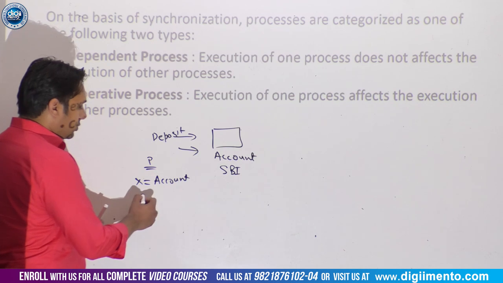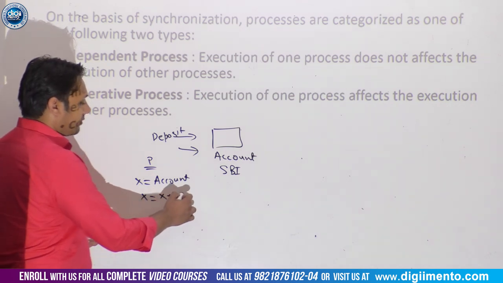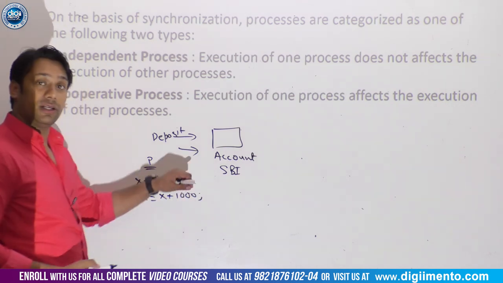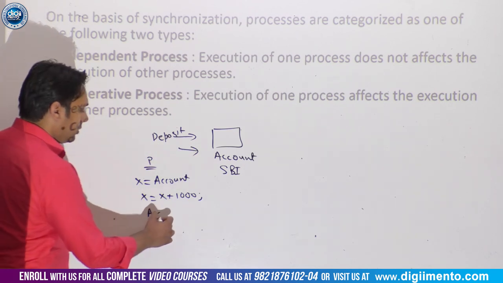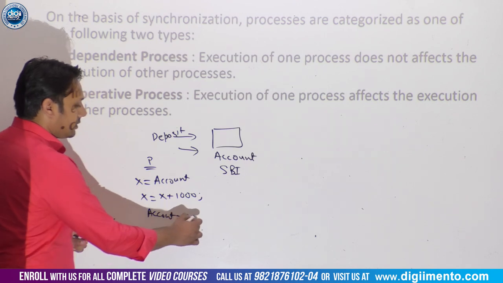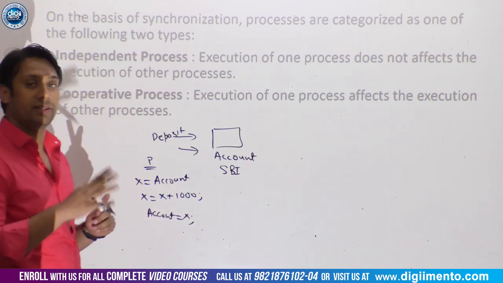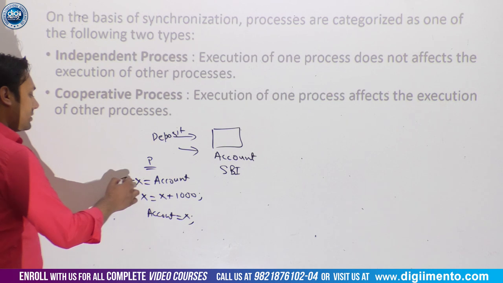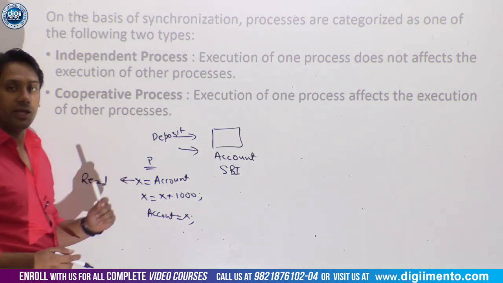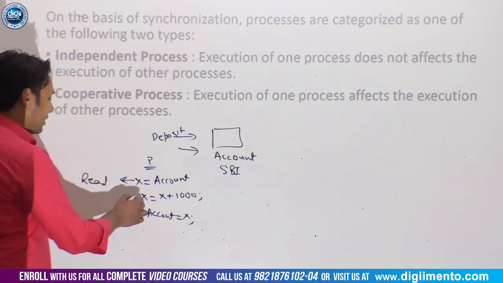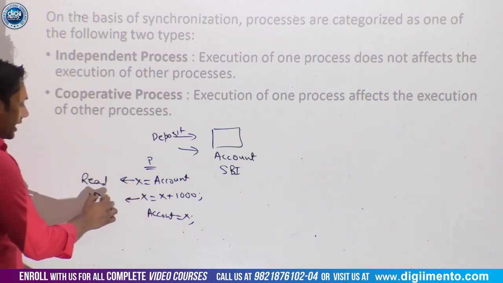So it is going to do x is equal to x plus 1000. And then after adding this much amount of money, it is going to do account is equal to x. That means it has three operations here. The first operation is the read operation, that is, read what amount of money is present in this account. Second is the write operation.